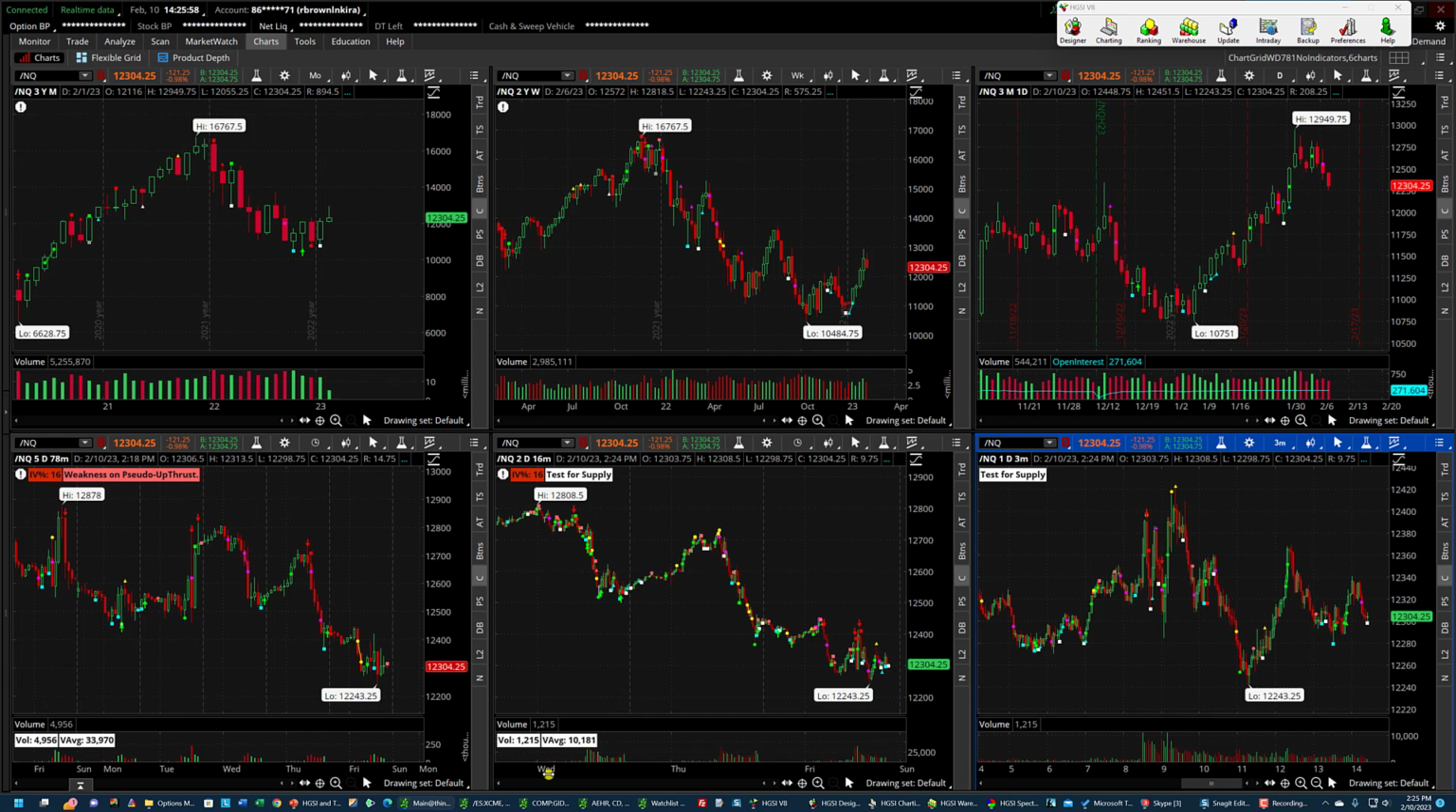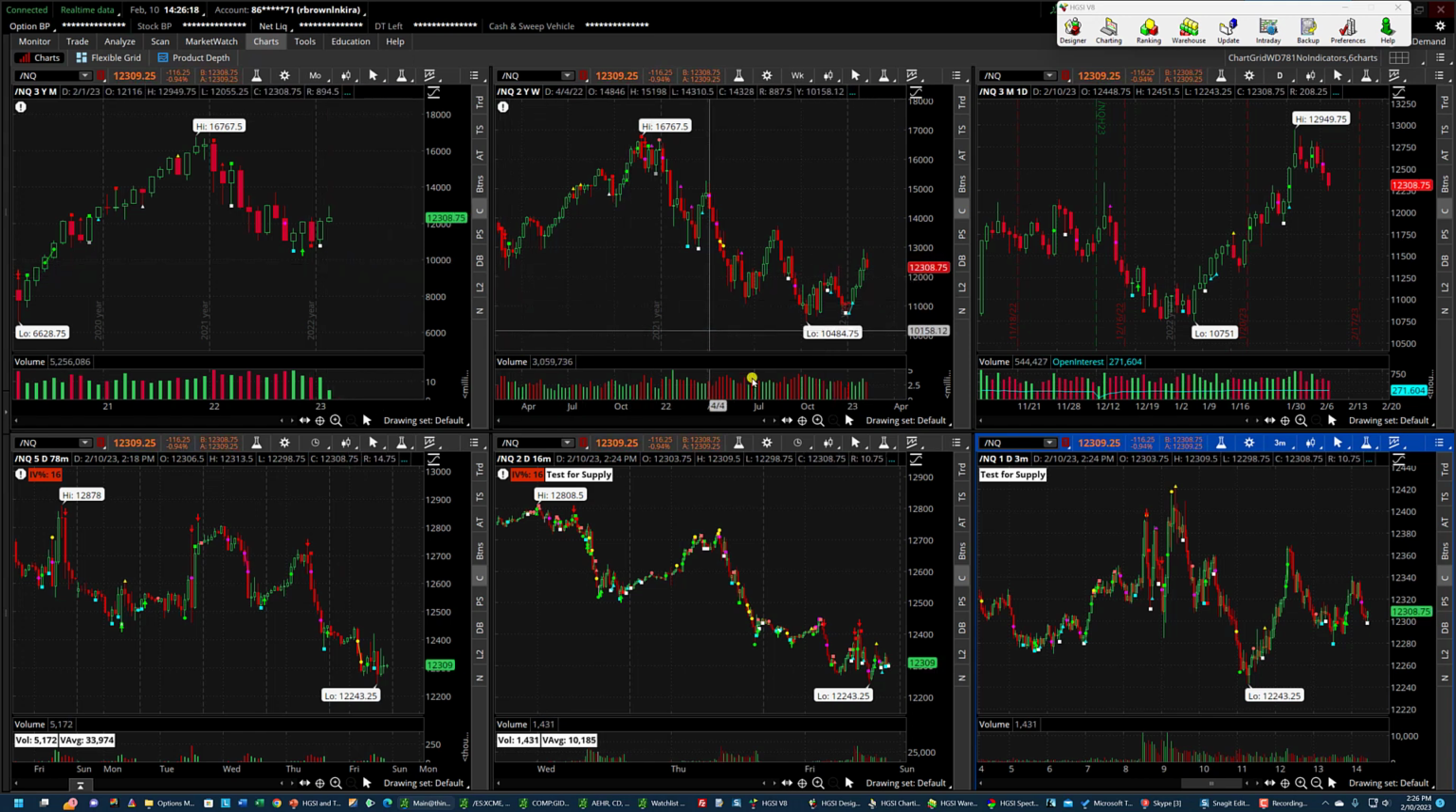Now this is a grid I have set up in thinkorswim. If you look down here, I'll start in the lower right hand corner. This is a 3-minute chart, this is a 16-minute chart, this is a 78-minute chart, this is a daily chart, this is a weekly chart, and this is a monthly chart.